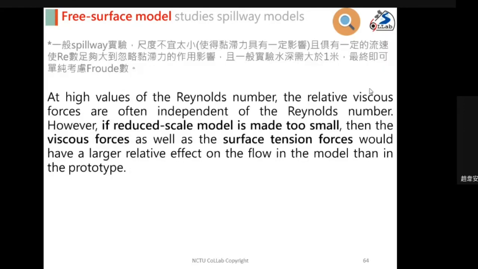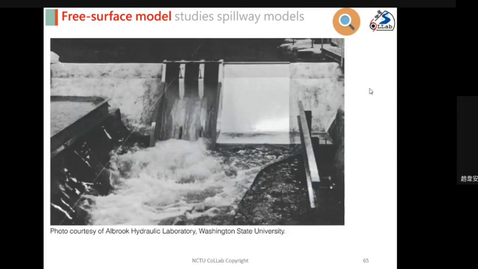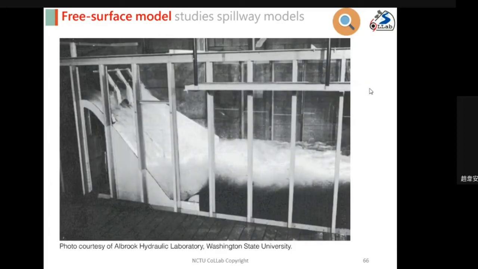At high values of the Reynolds number, the relative viscous force is often independent of the Reynolds number. However, if the reduced scale model is made too small, then viscous force as well as surface tension force would have a larger relative effect on the flow in the model than in the prototype. This photo shows the spillway behavior, and another photo is a lateral view of the spillway modeling in the laboratory.